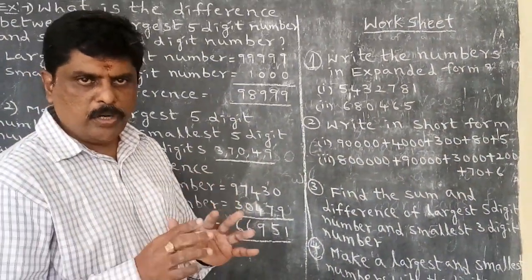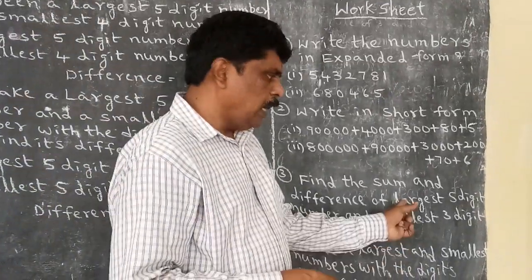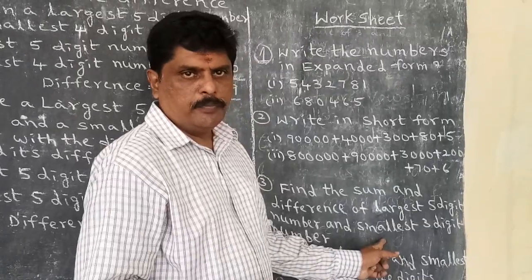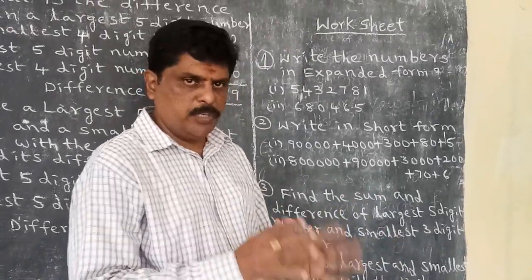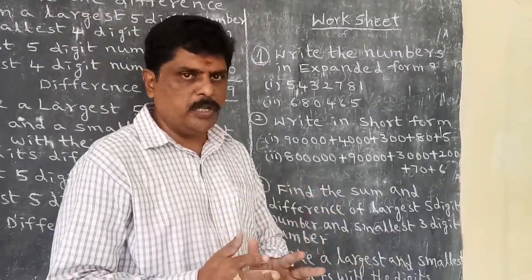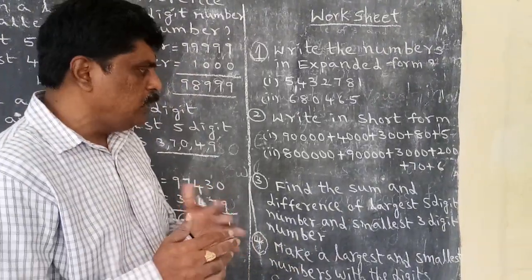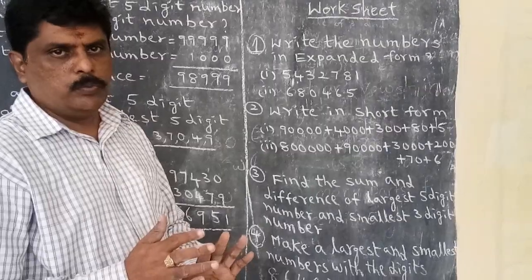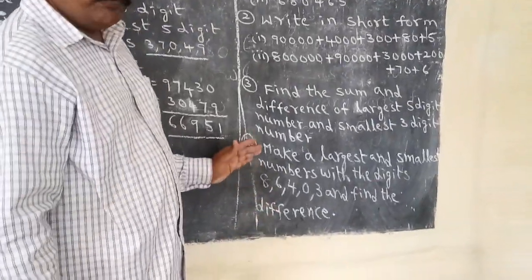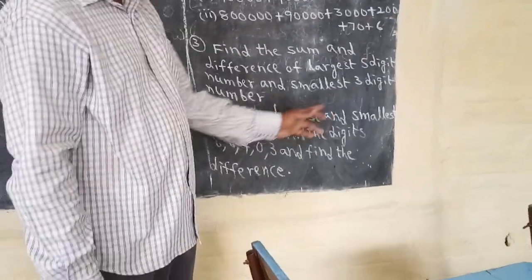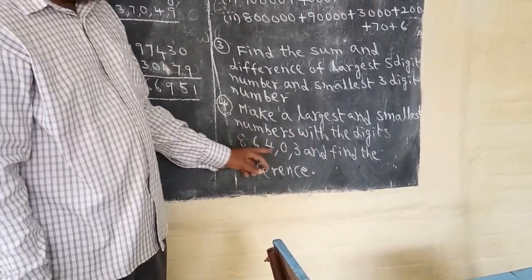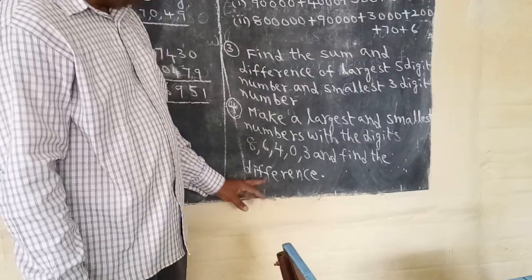All of you understand or not? You have to write the largest 5-digit number and the smallest 3-digit number. After you write them, you find the sum of these two numbers and the difference of the numbers also. And the fourth sum is: make the largest and smallest numbers with the digits 86403 and find the difference.